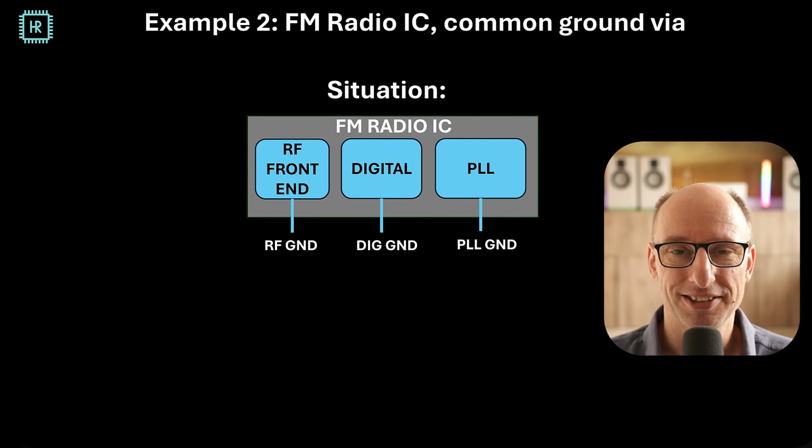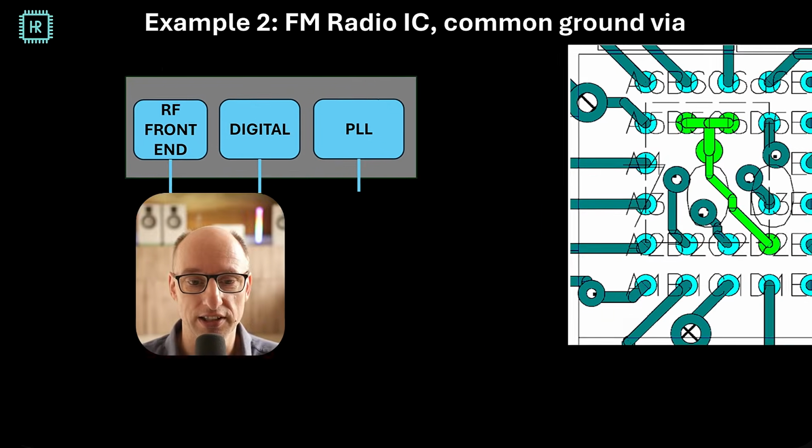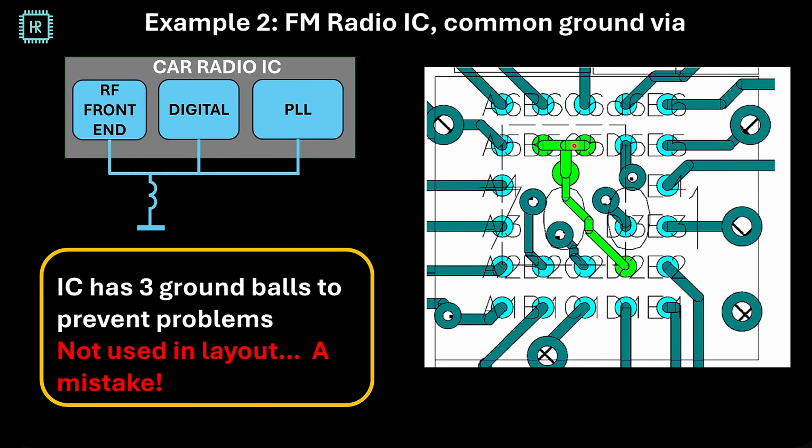Let's go to our second example. It's an FM radio IC for mobile devices, and the violated rule here is to give each ground connection its own via. Now here's the situation. You have a radio IC again with an RF front end, a digital and a PLL. And those three blocks have a separate ground connection. Now let's have a look how this was solved inside the layout. So here you see the layout. You see those 1, 2, 3 ground balls and a single ground via. And that's the problem. One of my main rules is give each ground connection its own via.